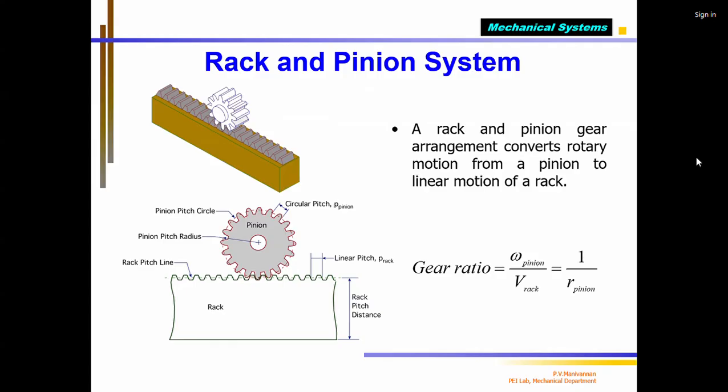So again, it is a gear only. Please note that rack and pinion is also a gear. I told you one gear was cut and stretched out linearly, the other is still this one. So it is a gear only. What is the gear ratio in that case?